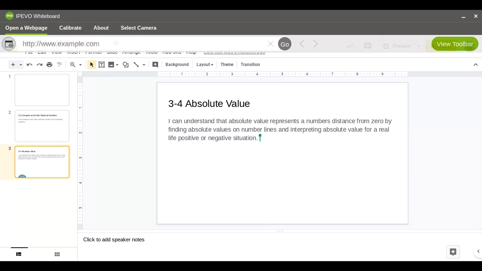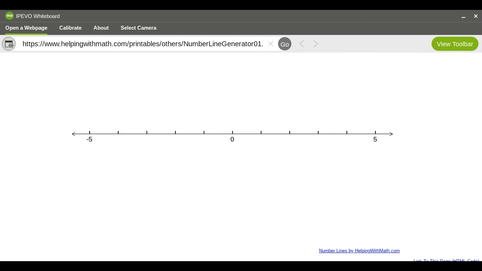Our focus for today is going to be on absolute values, and our learning target is: I can understand that absolute values represent a number's distance from zero by finding absolute values on number lines and interpreting absolute value for a real life positive or negative situation. First, I need to talk about what absolute value is because that learning target had a lot of the term absolute value, but you don't have any idea what that means.